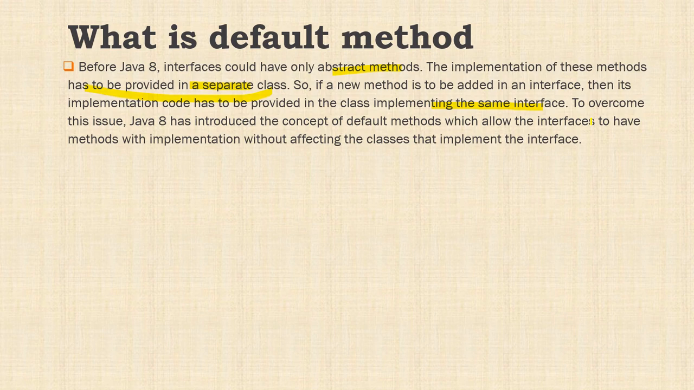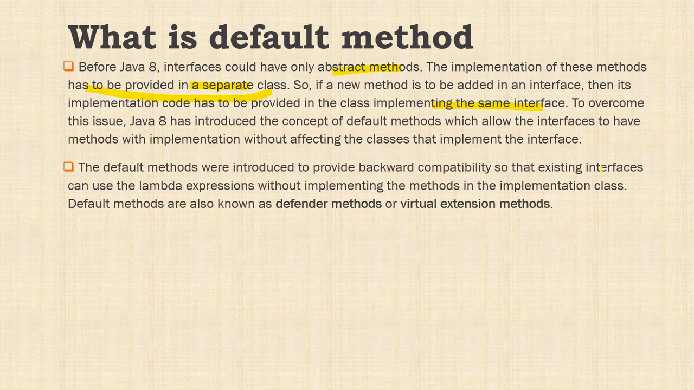So there is no need to provide implementation logic inside your implementation class; you can write your implementation logic in the default method in the interface, which is possible from Java 8 onward. Default methods were introduced to provide backward compatibility, so that if you don't want to change your previous code, default methods will be very helpful.